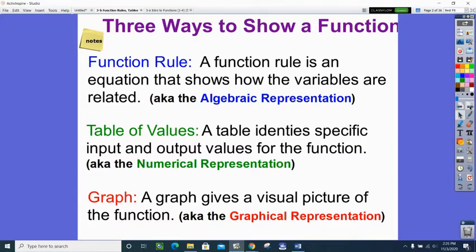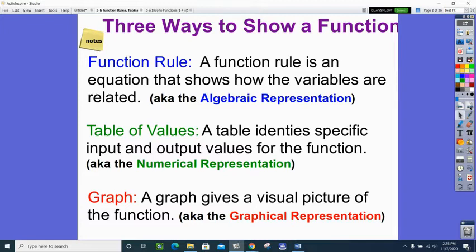We're going to start with a function rule. This would be our algebraic representation. A function rule is an equation that shows how the variables, the input and the output, are related. Remember our last discussion, we were talking about independent and dependent variables. We're going to make a table of values. That table identifies specific input and output. We're going to choose those.